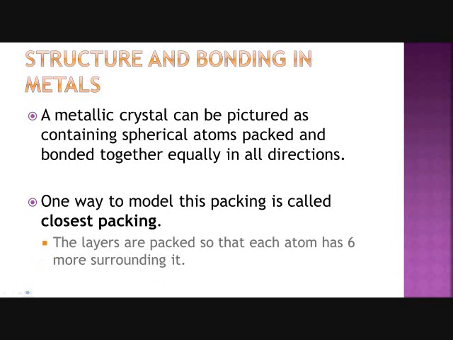structures. A metallic crystal can be pictured as containing spherical atoms packed and bonded together equally in all directions. A lot of times we disregard the electrons in the metal structure because the electrons are the sea of electrons. So we have models, and we talked about this in Chem 1, that are called closest packing models, where the layers are packed so that each atom has 6 more surrounding it. Okay?